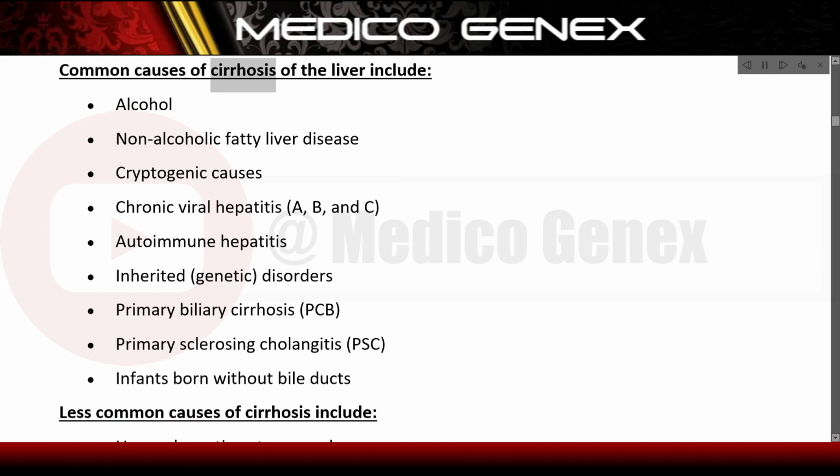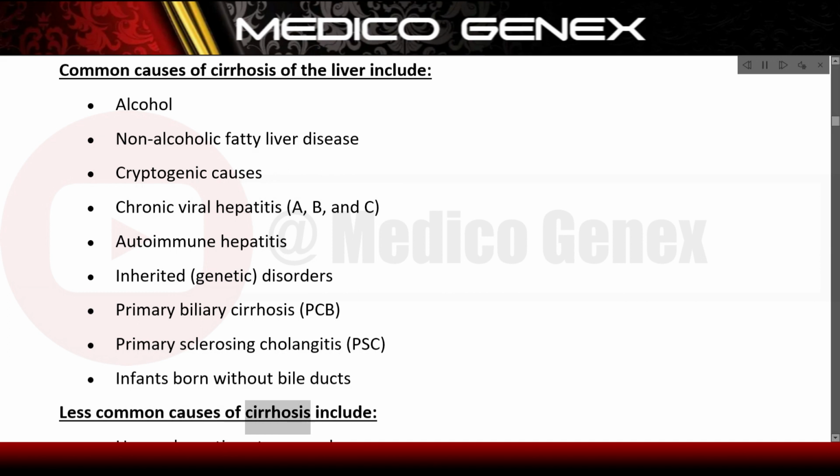Common causes of cirrhosis of the liver include alcohol, non-alcoholic fatty liver disease, cryptogenic causes, chronic viral hepatitis A, B, and C, autoimmune hepatitis, inherited genetic disorders, primary biliary cirrhosis, PBC, primary sclerosing cholangitis, PSC, infants born without bile ducts.